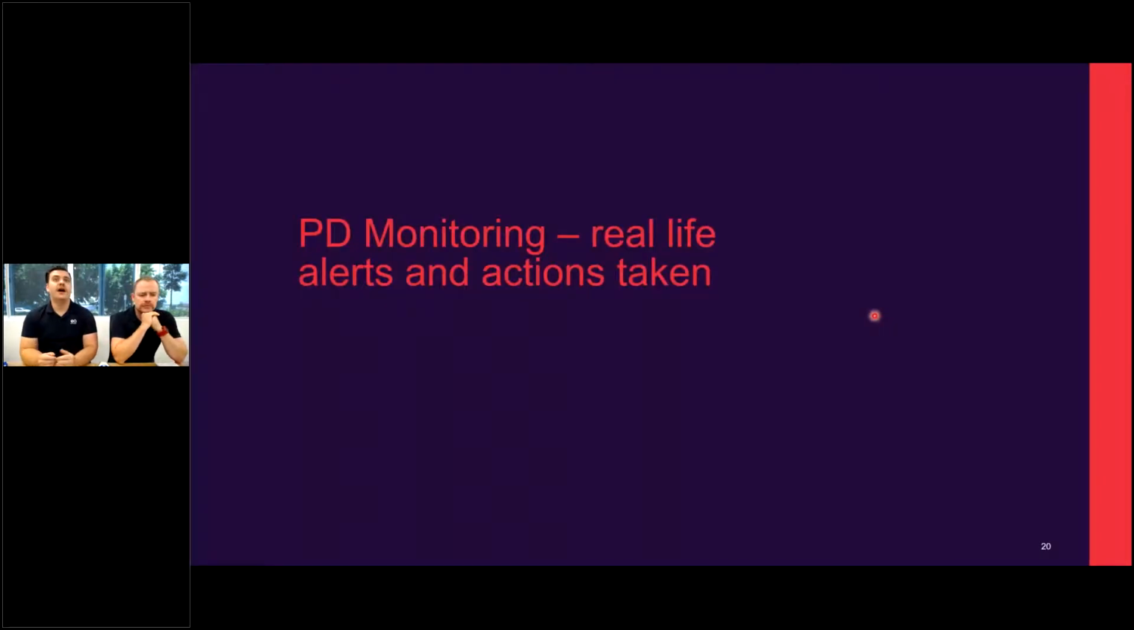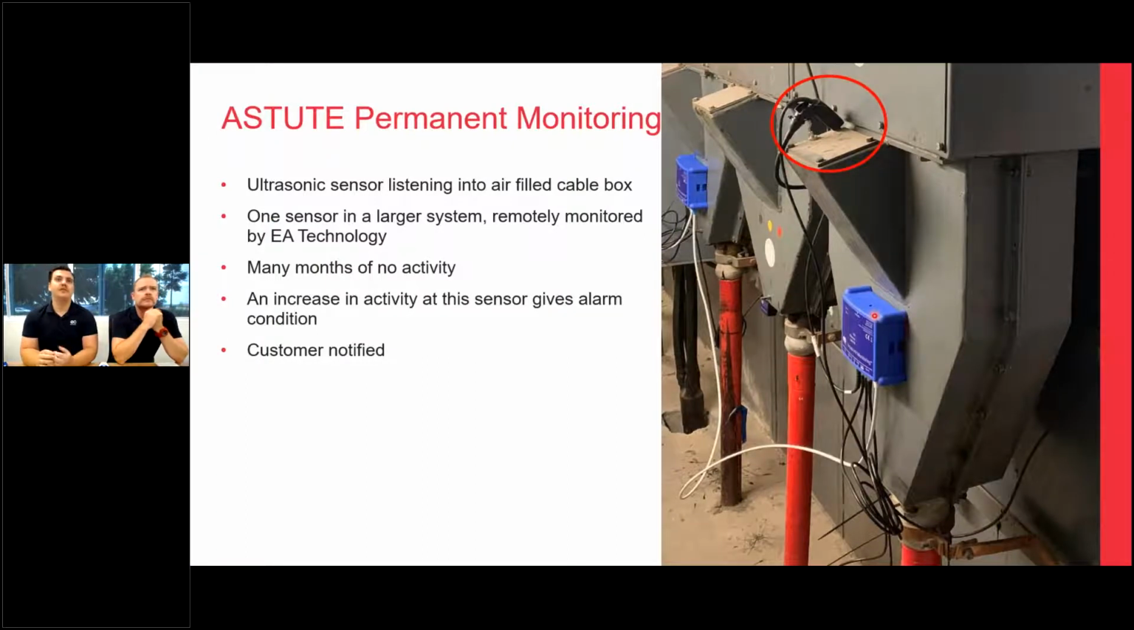Our third example is on PD monitoring, so real life alerts and what we do in real time when these things occur. Similar to the board we just looked at, we'd set up a full PD monitoring system. It consists of a hub, which is out of frame in this picture, but then all of these blue nodes, which daisy chain along the board and magnetically attach. Into these nodes, we then plug in all the multiple sensors that monitor the board itself.